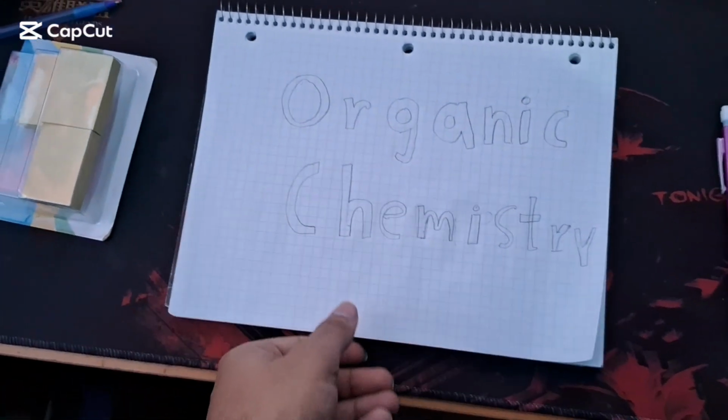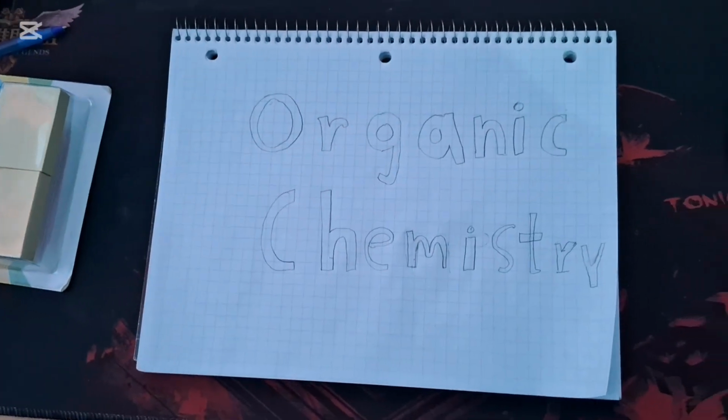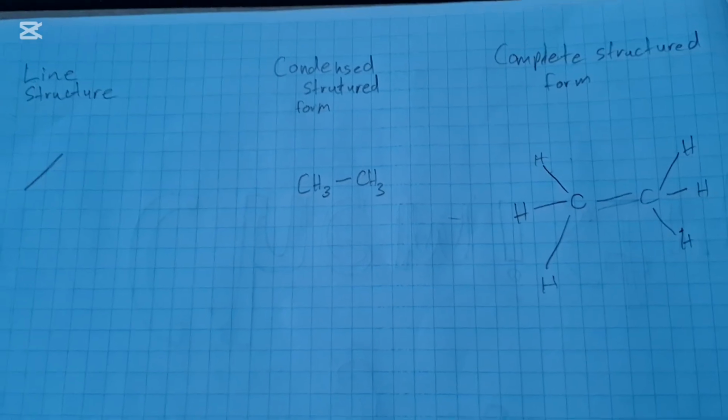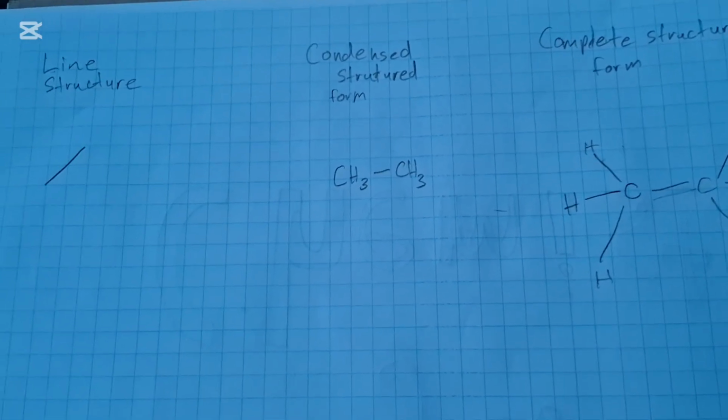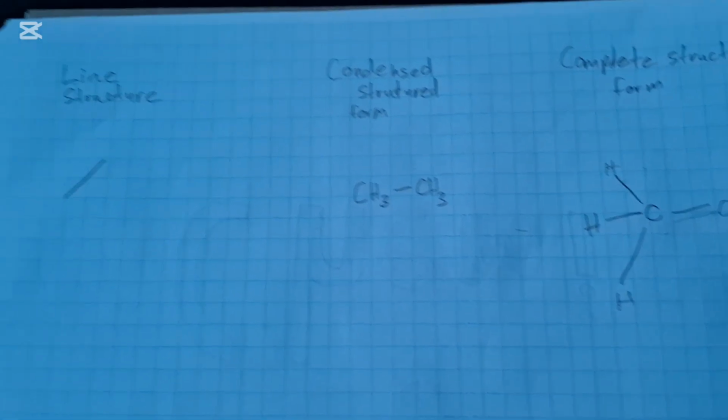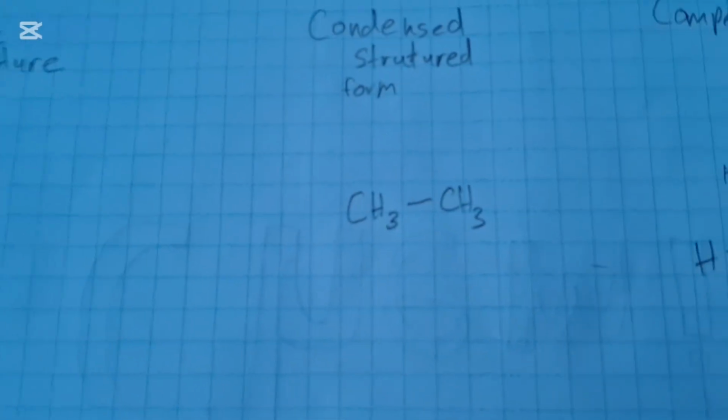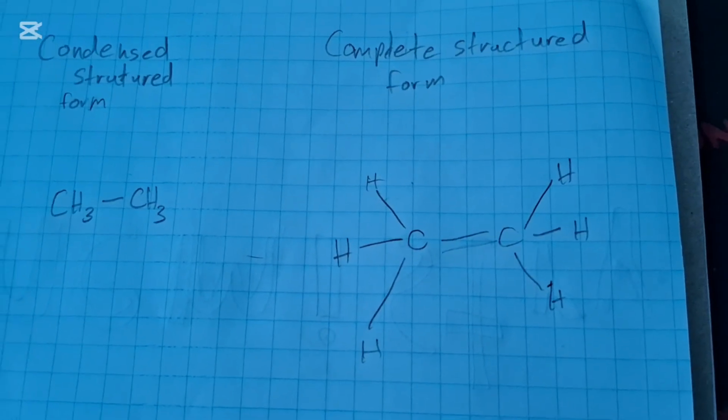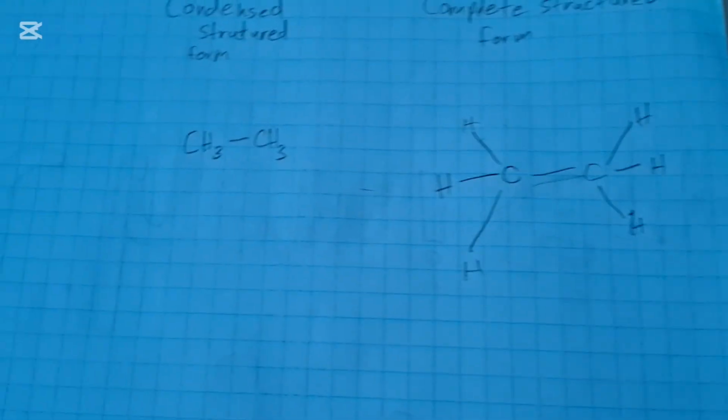The topic that we all hate, organic chemistry. Well, there are three kinds of structures that you can make. First is a line structure. I think this is the easiest. And then secondly, it's condensed structured form. And then third, it's complete structured form. And now we know about this. Let's learn about line structures.